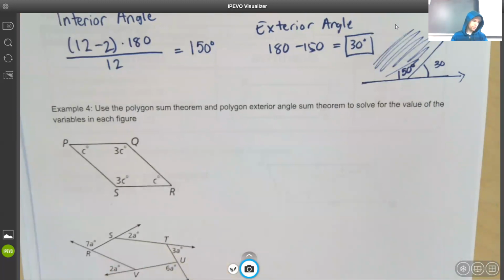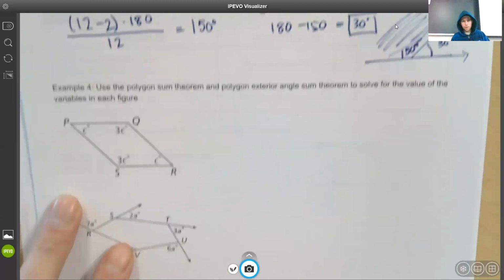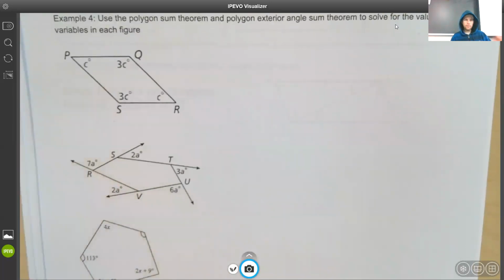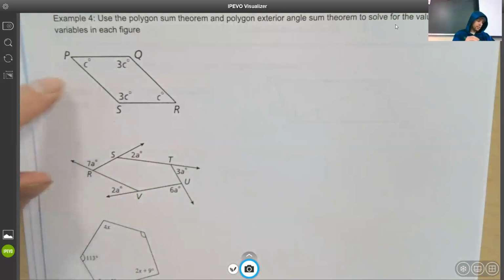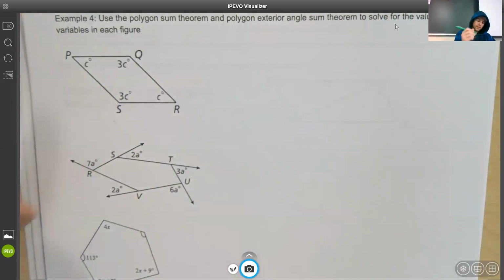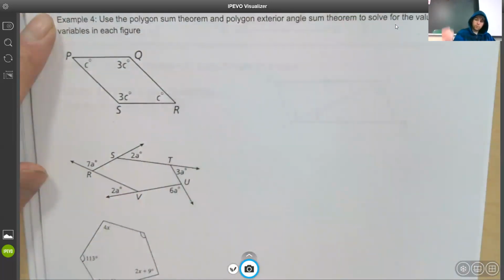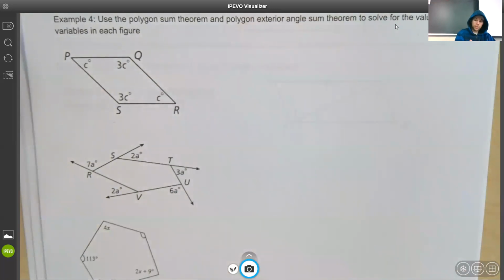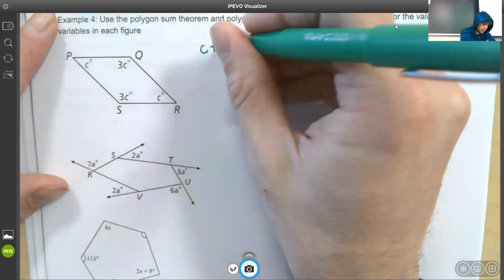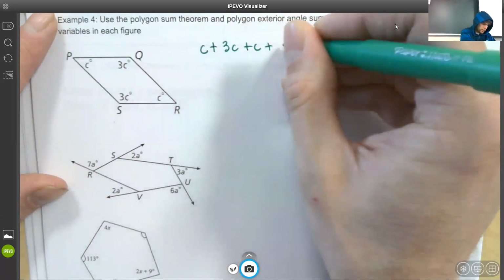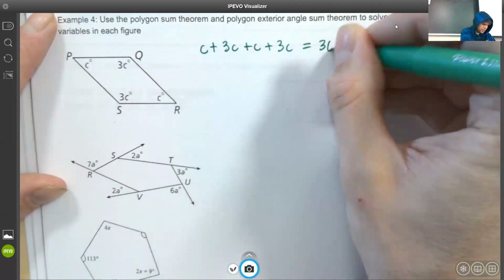For the next few problems, we're going to be using the polygon angle sum theorems, the interior angle sum theorem and the exterior angle sum theorem, to solve these problems. Feel free to pause at any point and work ahead of me. So we have this quadrilateral here. We're going to try to write and solve an equation for c. We know that there are 4 angles in this, and that it's going to add up to 360 degrees because it's a quadrilateral. So that's c plus 3c plus c plus 3c equals 360.